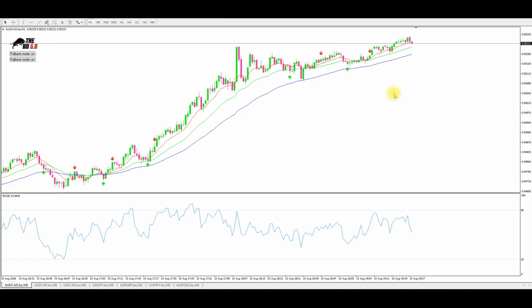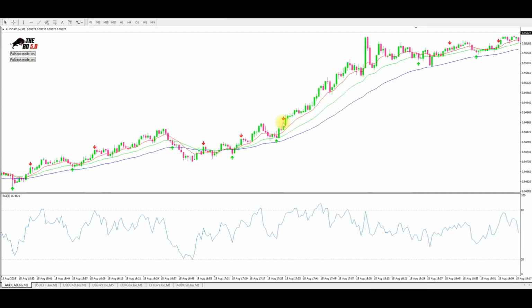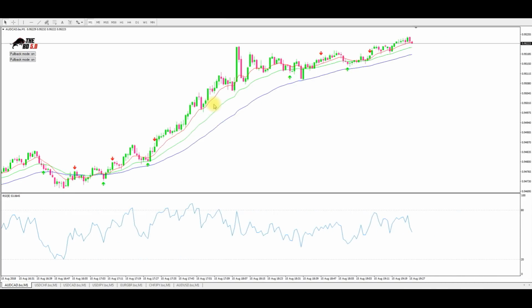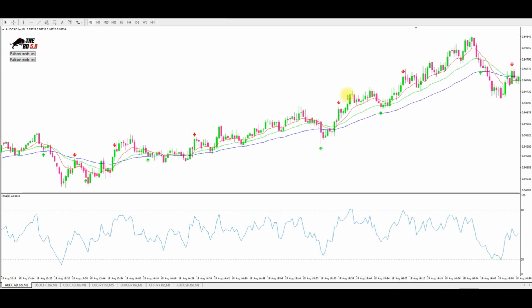So I'm going to turn my pullback mode on, which is here. You can see pullback mode off, pullback mode on. So pullback mode is on, and what I've actually done is I've added price action moving averages. I can't remember, I think this is a 50, 20, 10, let's say. Now these are my confirmation of an uptrend and downtrend, as you can see here.